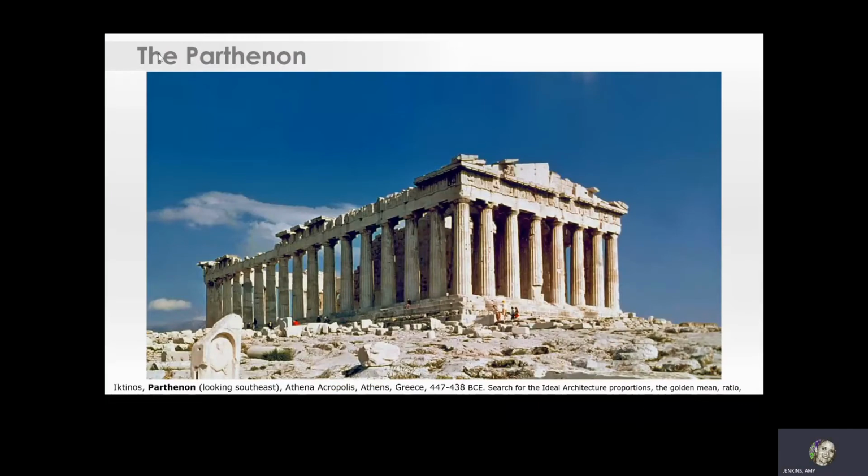Here's an image of the Parthenon. It was created by Ictinus. This is at the Athenian Acropolis in Athens, Greece, 447 to 438 BCE. A search for the ideal architectural proportions, and the golden mean. They were concerned with ratios.